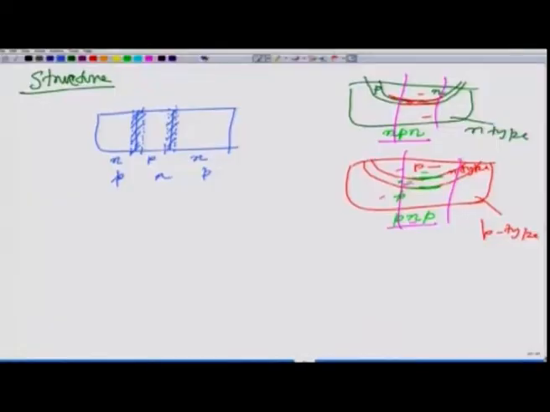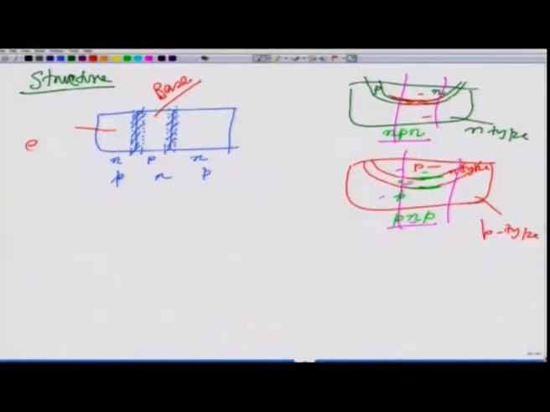So, this one is known as base, and on the two sides you have either emitter or collector. So, one side is called emitter and other side is called collector. Which side will be called emitter and which side will be called collector? That depends on the kind of doping.